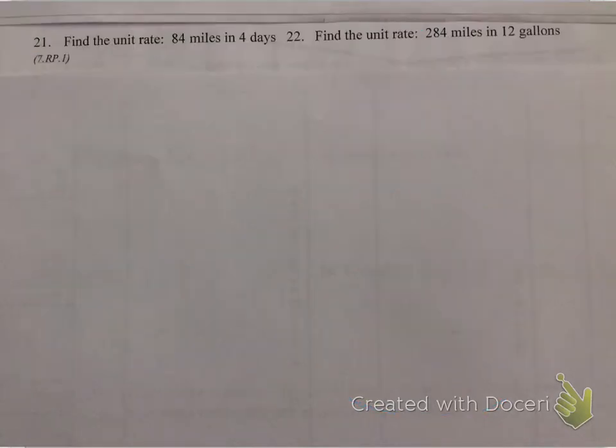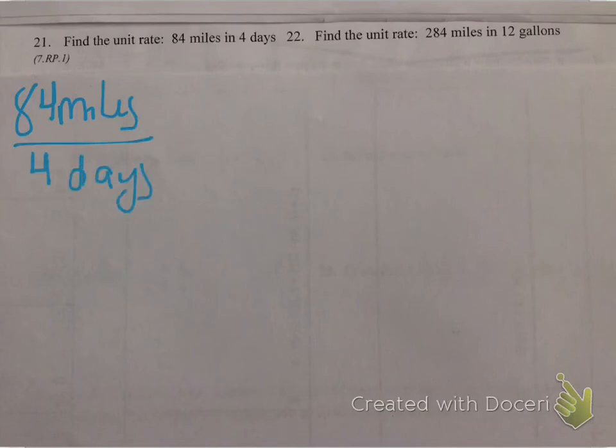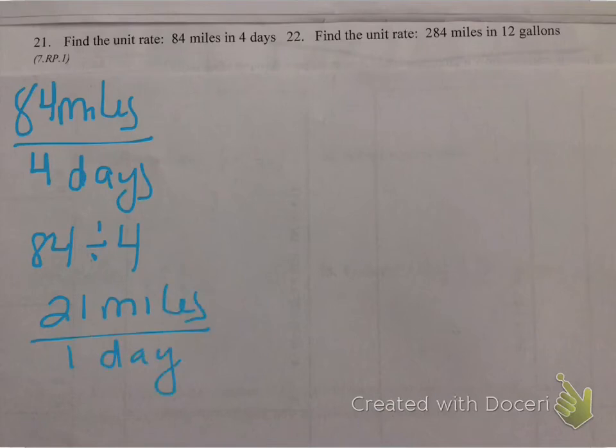Number 21. Find the unit rate. 84 miles in 4 days. The unit rate is how many miles per 1 day. Okay, so I like to set that up as 84 miles for 4 days, and the only thing you have to do is divide 84 divided by 4, and you get 21 miles per 1 day. Okay, you just got to remember that unit rate. You just divide. You want to know how many miles per 1 day.